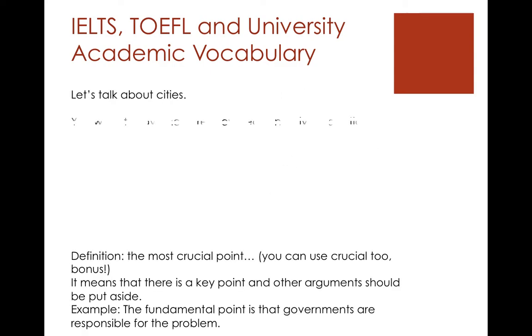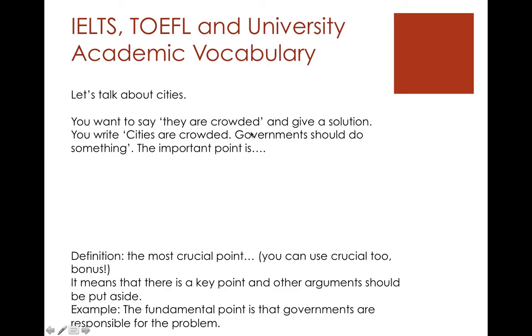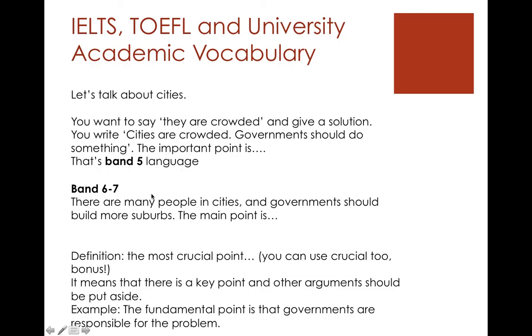Alright, let's talk about cities. And you want to say they're too crowded and give a solution. So you write, cities are crowded, governments should do something. The important point is, okay, so this is our phrase, the important point is. That's band 5 language here. Let's take a look at 6 or 7. There are many people in cities, and governments should build more suburbs.